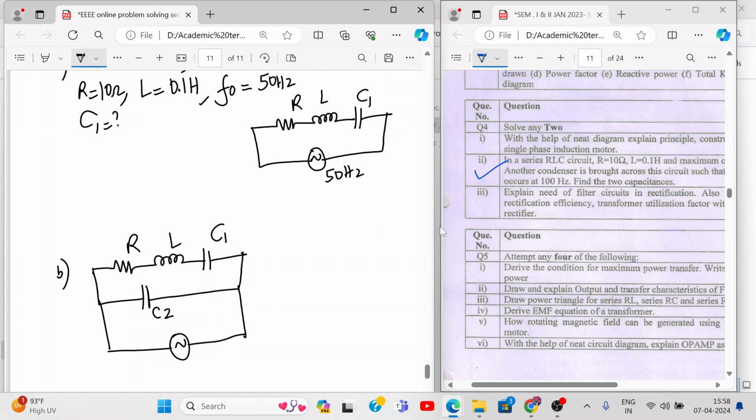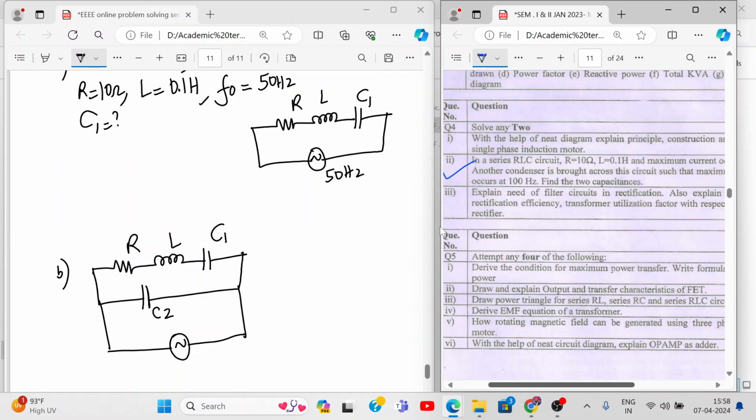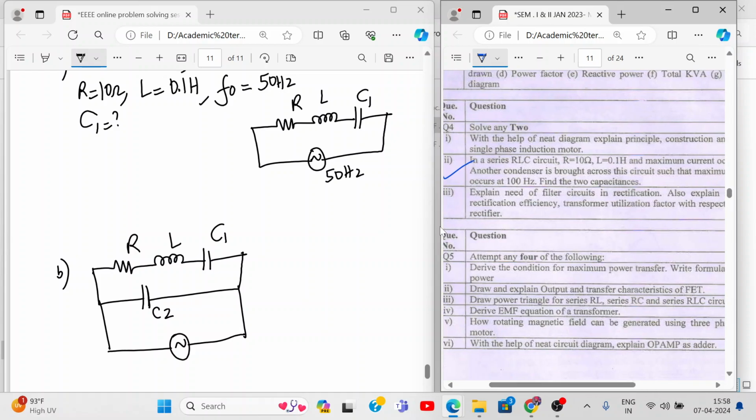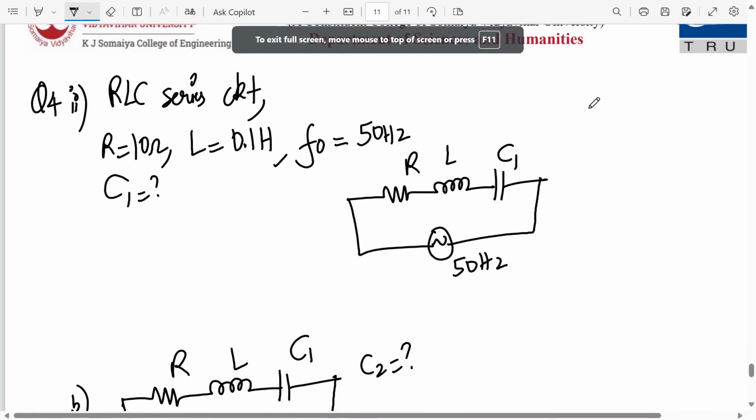So that another condenser is brought across the circuit so that the maximum impedance occurs at 100 hertz. So maximum impedance will occur at minimum current. So this becomes 100 hertz. So this became parallel. Earlier it was series, now it is parallel. In a parallel circuit, impedance is maximum. In a series circuit, current is maximum. Remember that. So we need to find C2 over here. C1 we have found out. Let us start with this. This is a series and parallel resonance numerical. So first circuit, we have to find C1.